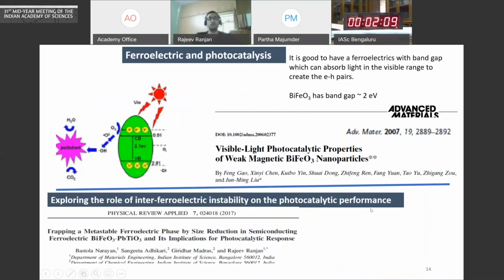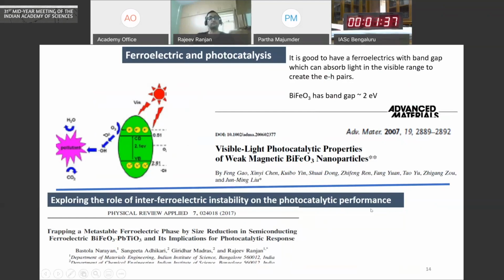One facet is the photocatalytic activity of ferroelectric material. For photocatalytic activity, we need a ferroelectric material with a band gap of, let us say, 2 electron volt. Bismuth ferrite is one such material. A study was reported in the past. We wanted to investigate if the phase coexistence has some role in manipulating the photocatalytic activity of the semiconducting material bismuth ferrite.